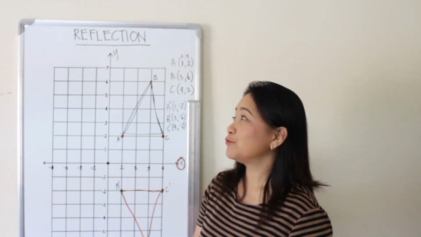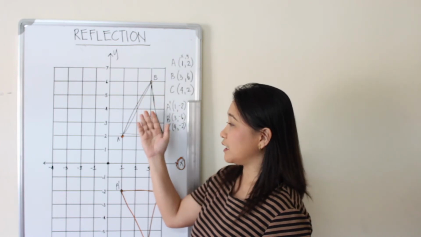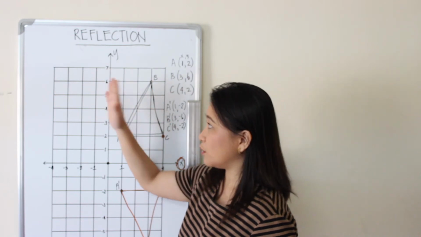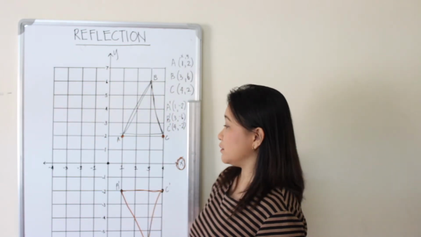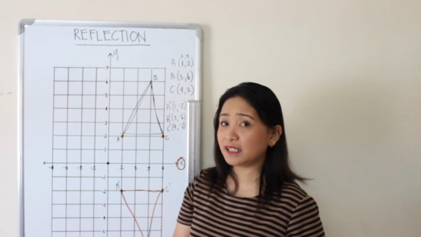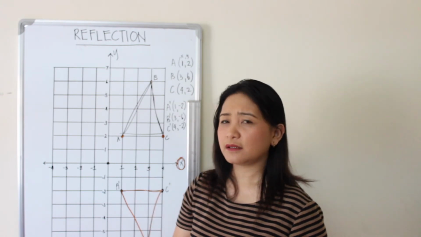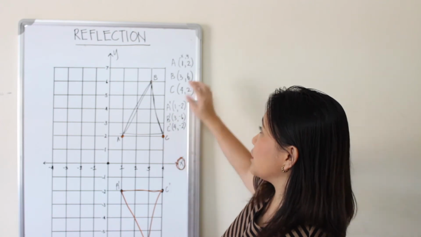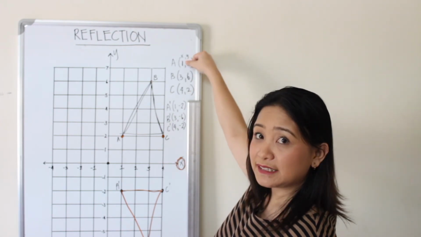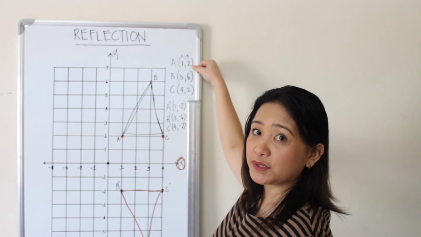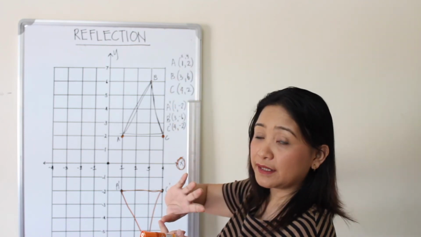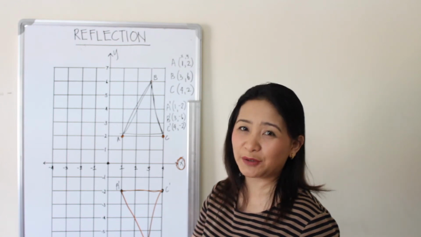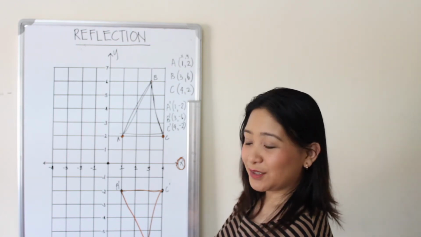Okay, so what if we are asked to reflect this shape over the Y-axis? What are we going to do? The same technique, but there's a tweak in it. When we reflect on the X-axis, remember the rule? X stays the same, Y takes the opposite. Now, we have to flip it. X takes the opposite, and Y remains. Let's take a look at this.